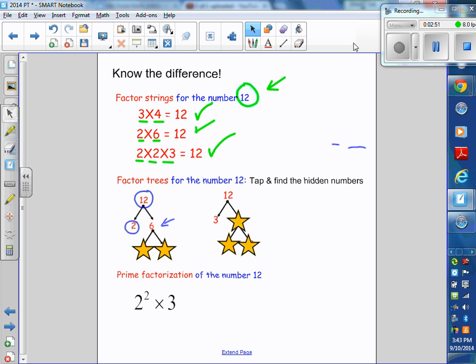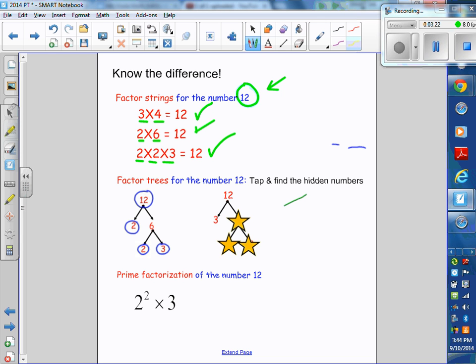So think about those 2 numbers and see if you're right. 2 times 3. Now the bottom of my tree is prime numbers. Once the bottom of my tree is all prime numbers, I have a completed factor tree. Some of you might be thinking that you might have started with a different factor pair.